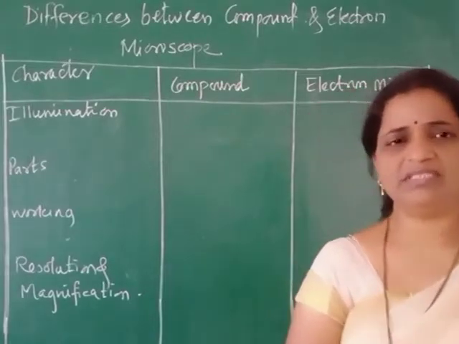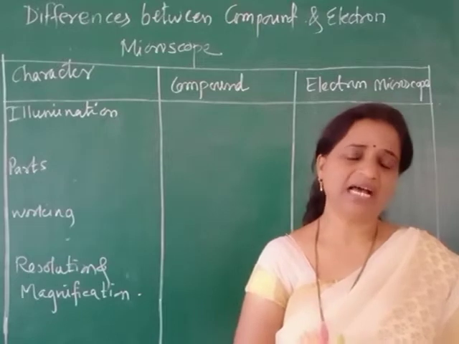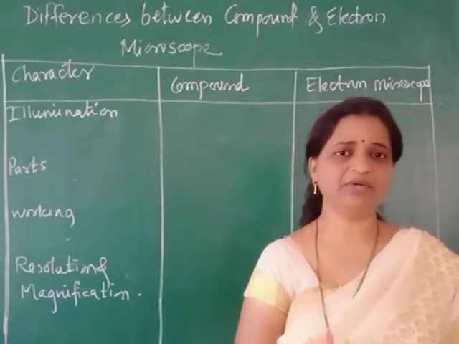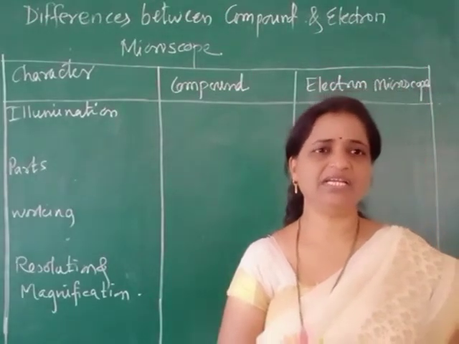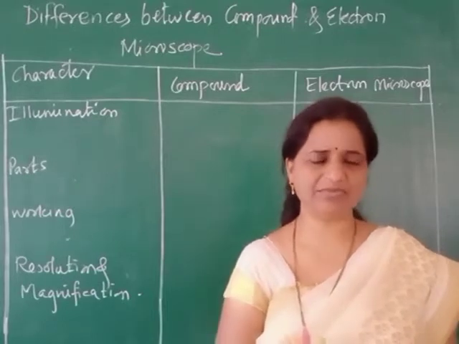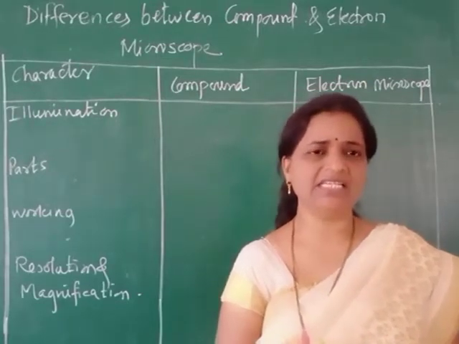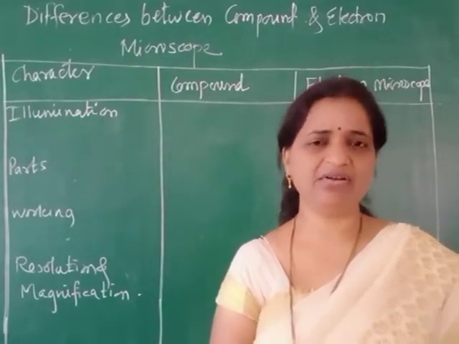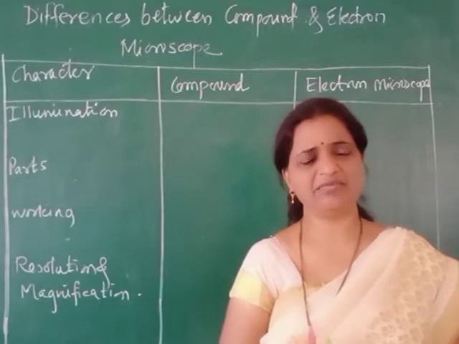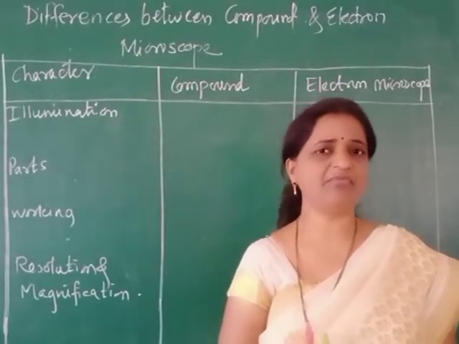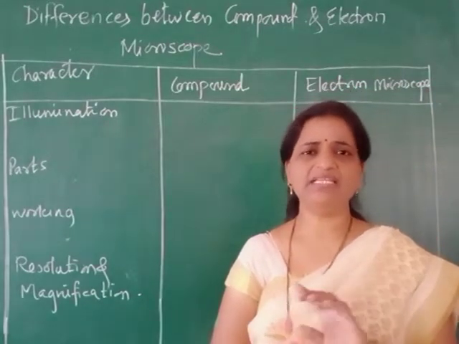Now, the limitation of the compound microscope is that it gives the highest resolution and magnification up to 1000x. With the help of the compound microscope we can magnify the image up to 1000 times. Beyond that, if we want to magnify the image, there is a loss of details. The image will be blurred. We cannot get a clear image beyond 1000x. That is the limitation of the compound microscope. That limitation was removed in the electron microscope.